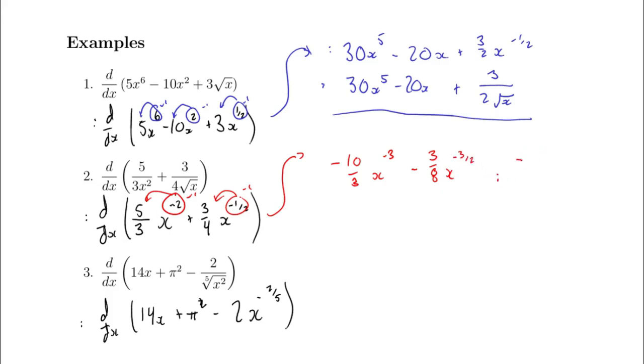And again, you could rewrite this as negative 10 over 3 times x cubed. This negative exponent is in the denominator. And you could do the same thing here. Minus 3/8, and then with this square root of x cubed in the denominator. This negative 3/2 exponent is a square root of x cubed. Since it's negative, it's in the denominator. And so that's what we've got.